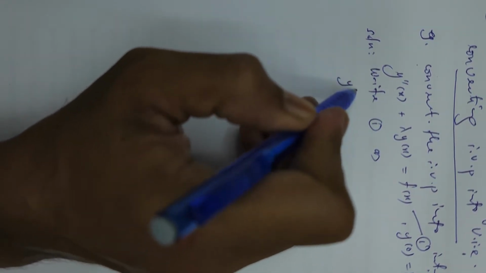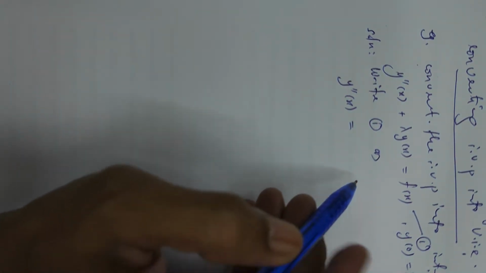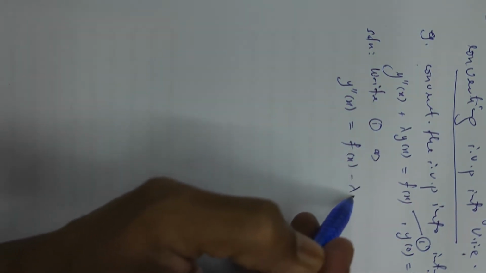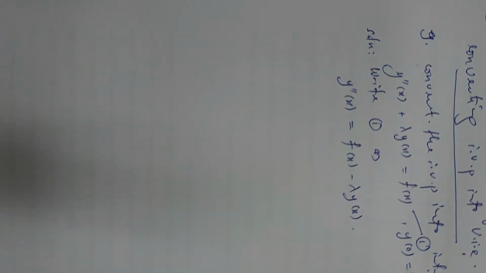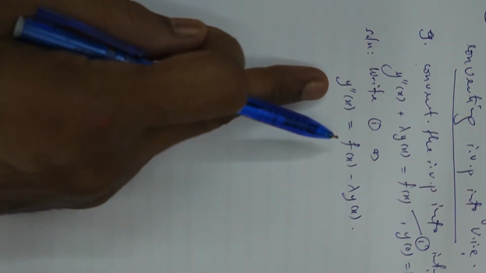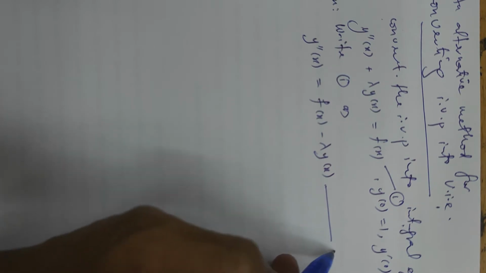So we have y double prime x is equal to f x minus lambda y x. We normally use y, okay, doesn't matter, y or u doesn't matter. In this case I use y. Let's call the initial conditions equation number 2, and let's call this equation number 3.